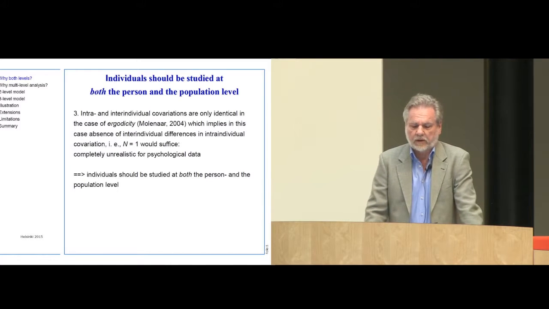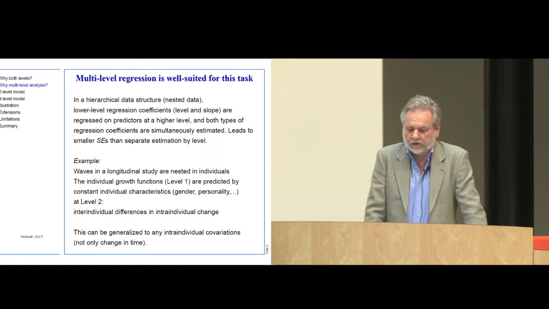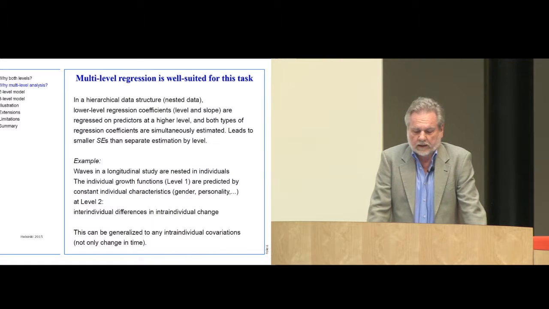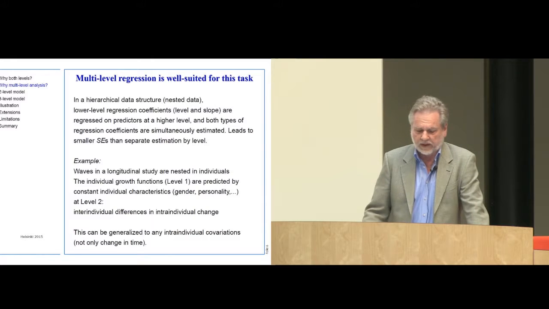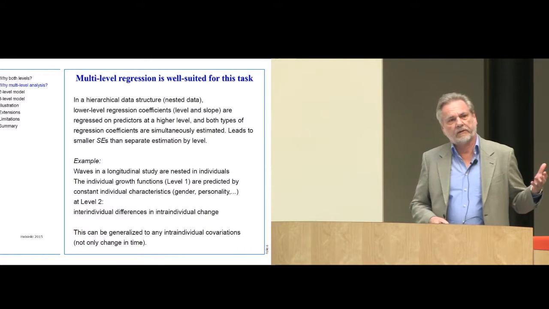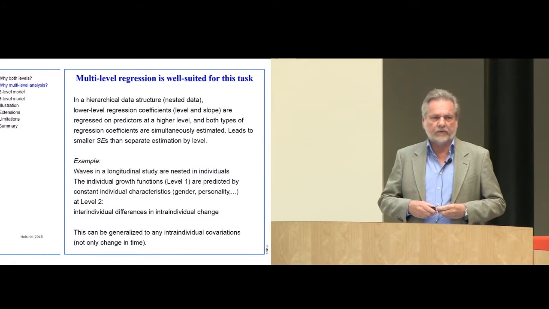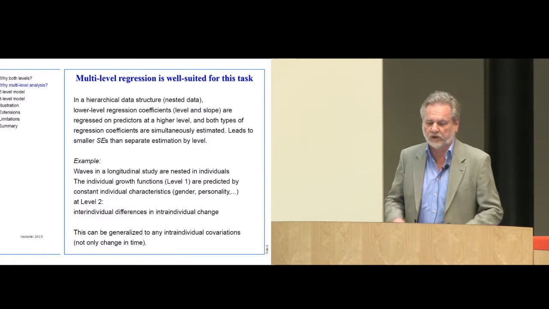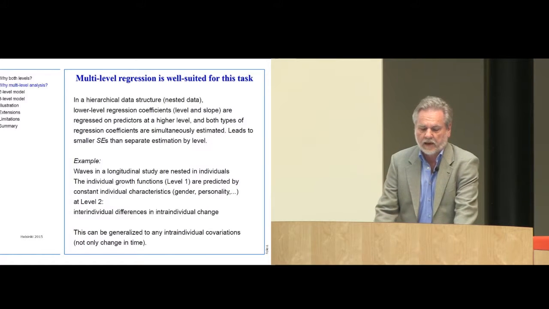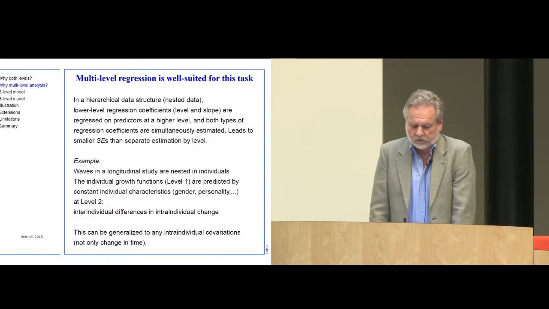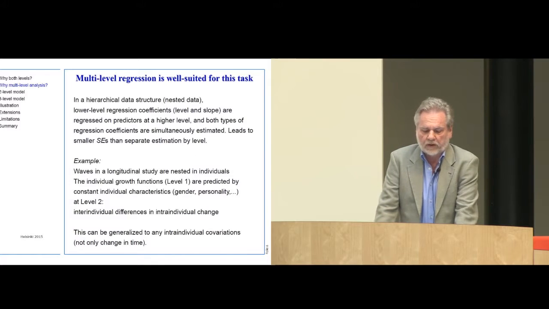Now, why is multi-level regression well suited for this task? We have already seen examples, and these examples all share a hierarchical data structure: we have nested data, and lower-level regression coefficients, level and slope, are regressed on predictors at a higher level. Both types of regression coefficients are simultaneously estimated.